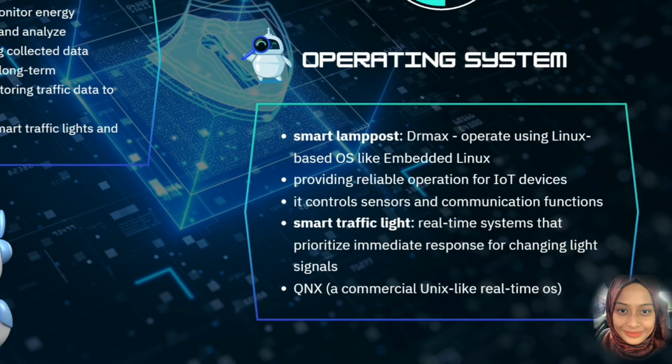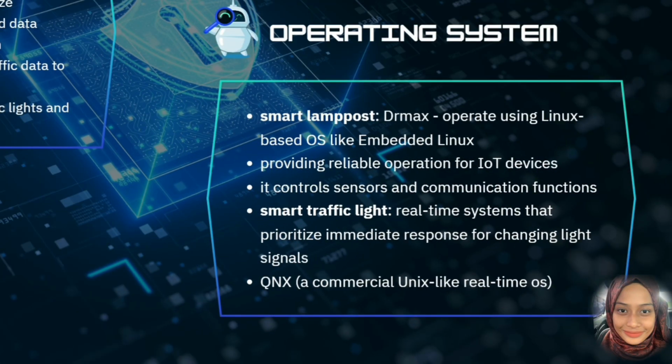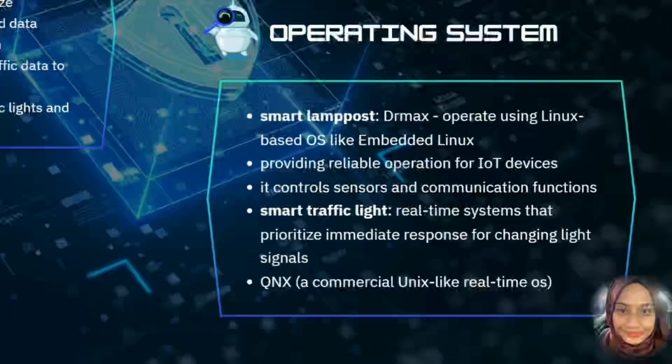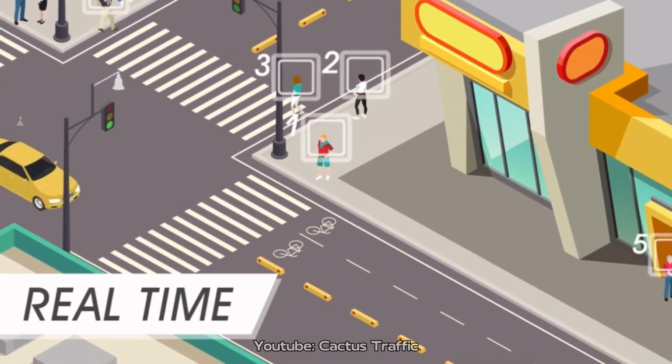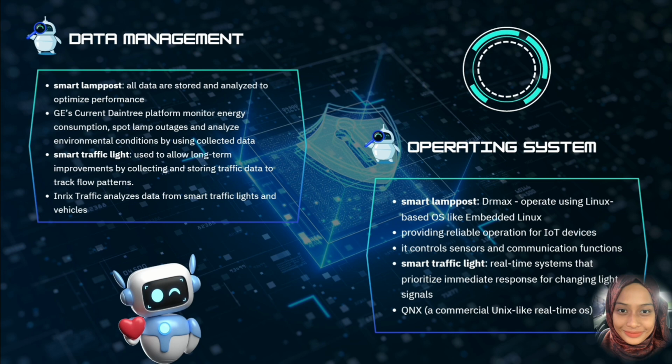Next is OS, operating system. Smart lampposts, as per Dr. Max, operate using Linux-based OS like embedded Linux to provide reliable operation for IoT devices. It controls sensors and communication functions. For smart traffic light, it uses real-time systems that prioritize immediate response for changing light signals. For example, QNX, which is a commercial Unix-like real-time OS.